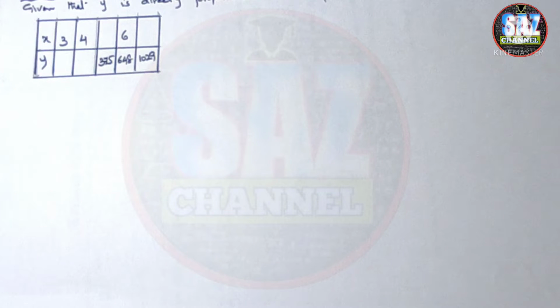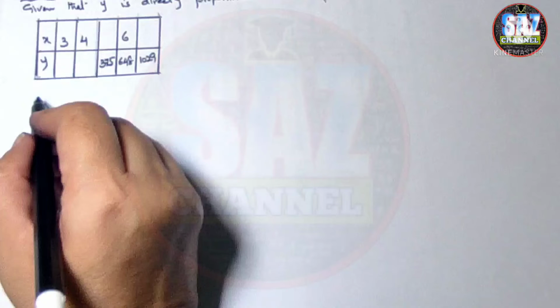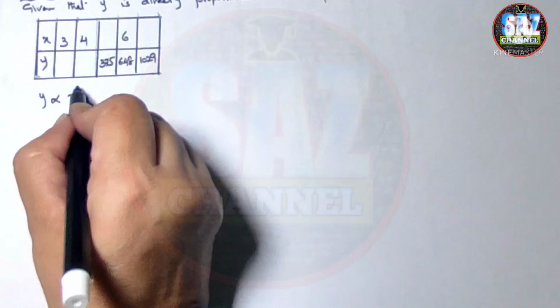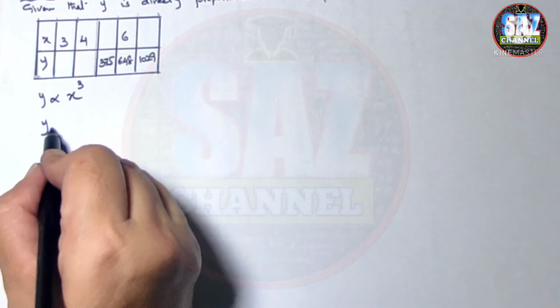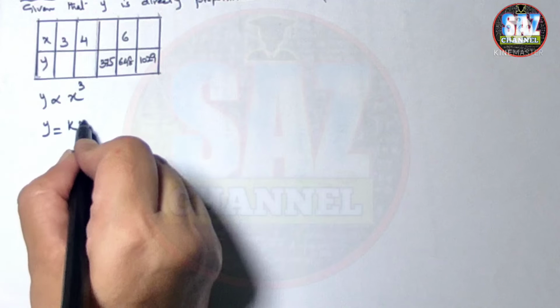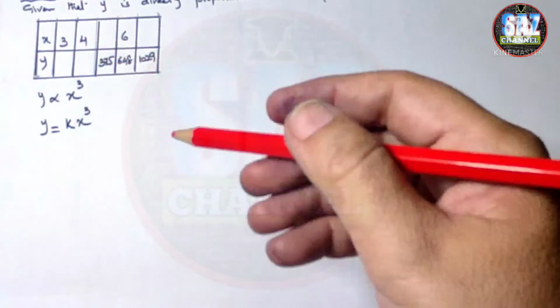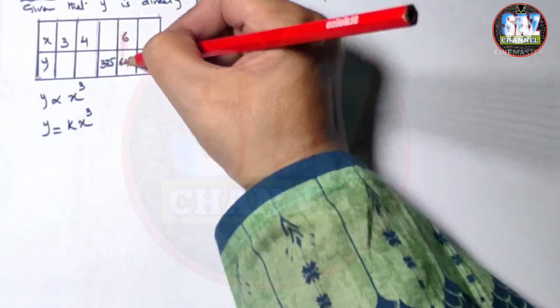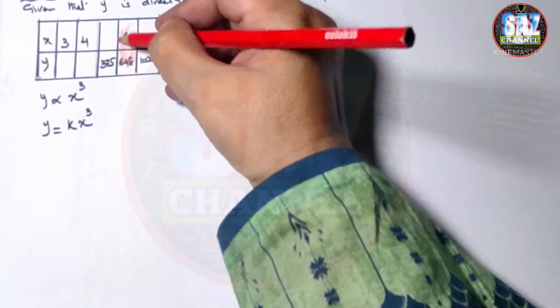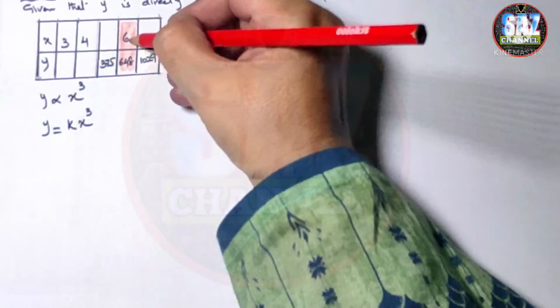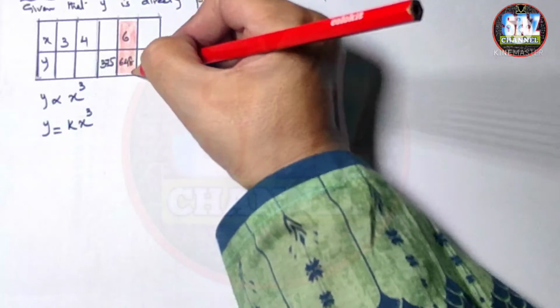So let's think about how to solve such situations. First of all, it's given that y is directly proportional to x cube. So y is directly proportional to x cube, and y equals kx cube. Now, in order to find the constant of variation, we have to look at the given table. There must be one place where both the values of x and y are completely given. That will be the place used for the calculation of the constant of variation.